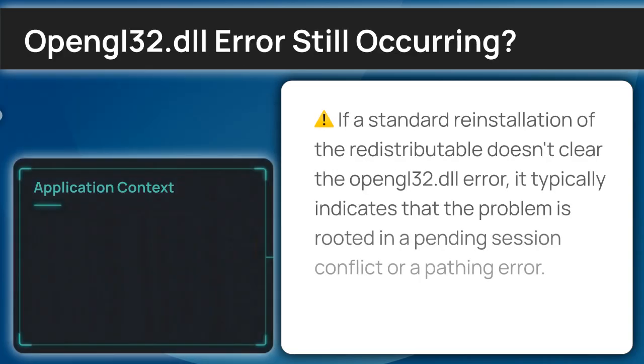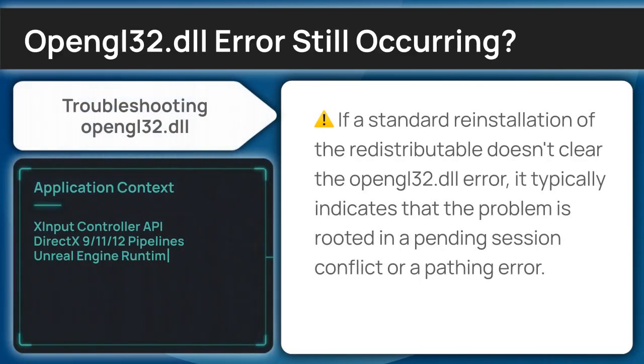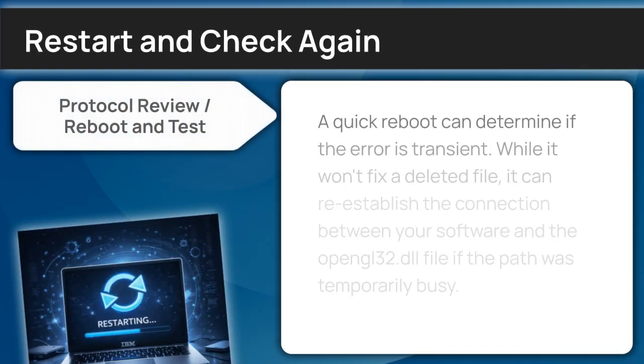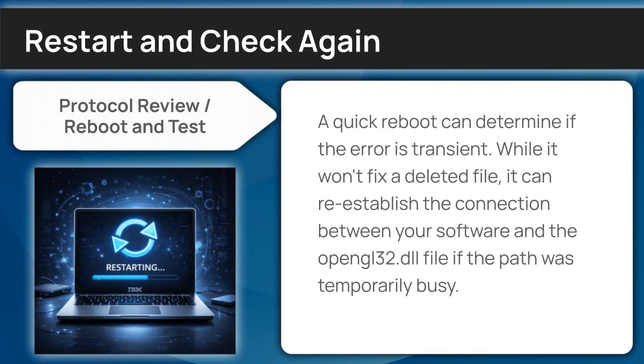If the installer was unable to bridge the gap, we will move to Phase 2 of our diagnostic to refresh the system's memory. A quick system restart is a practical way to ensure that all shared libraries, including the OpenGL32, are being loaded correctly into the current session's memory.